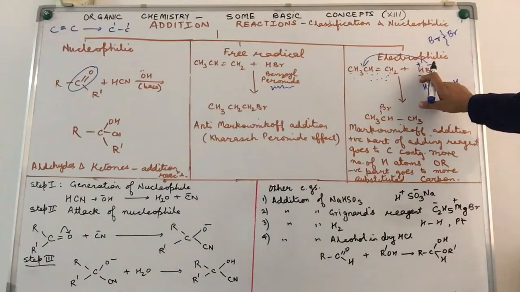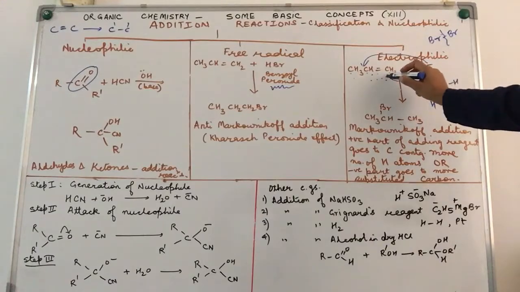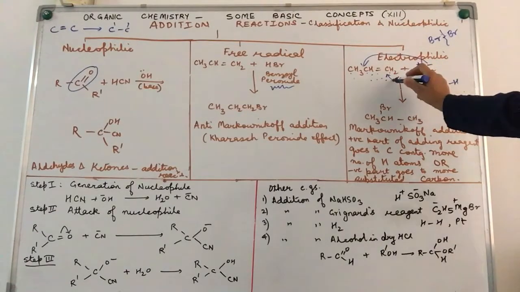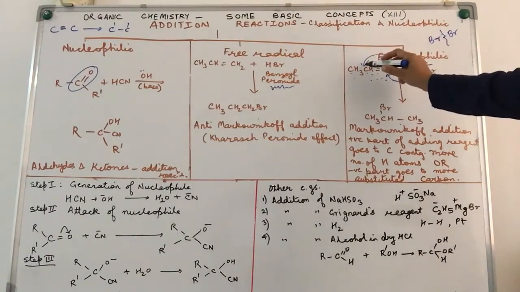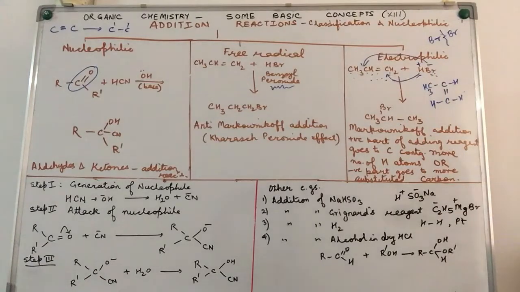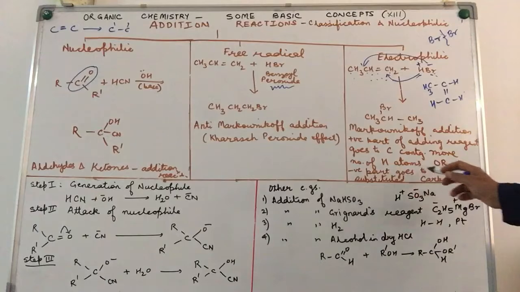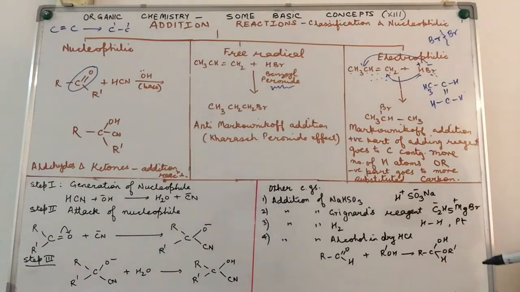So positive part goes to the carbon bearing more number of hydrogen, and the negative part goes to the carbon bearing less number of hydrogen, or more technically stated, the negative part goes to the carbon which is more substituted. This is what is Markovnikov addition. That means addition according to Markovnikov rule, Russian scientist.